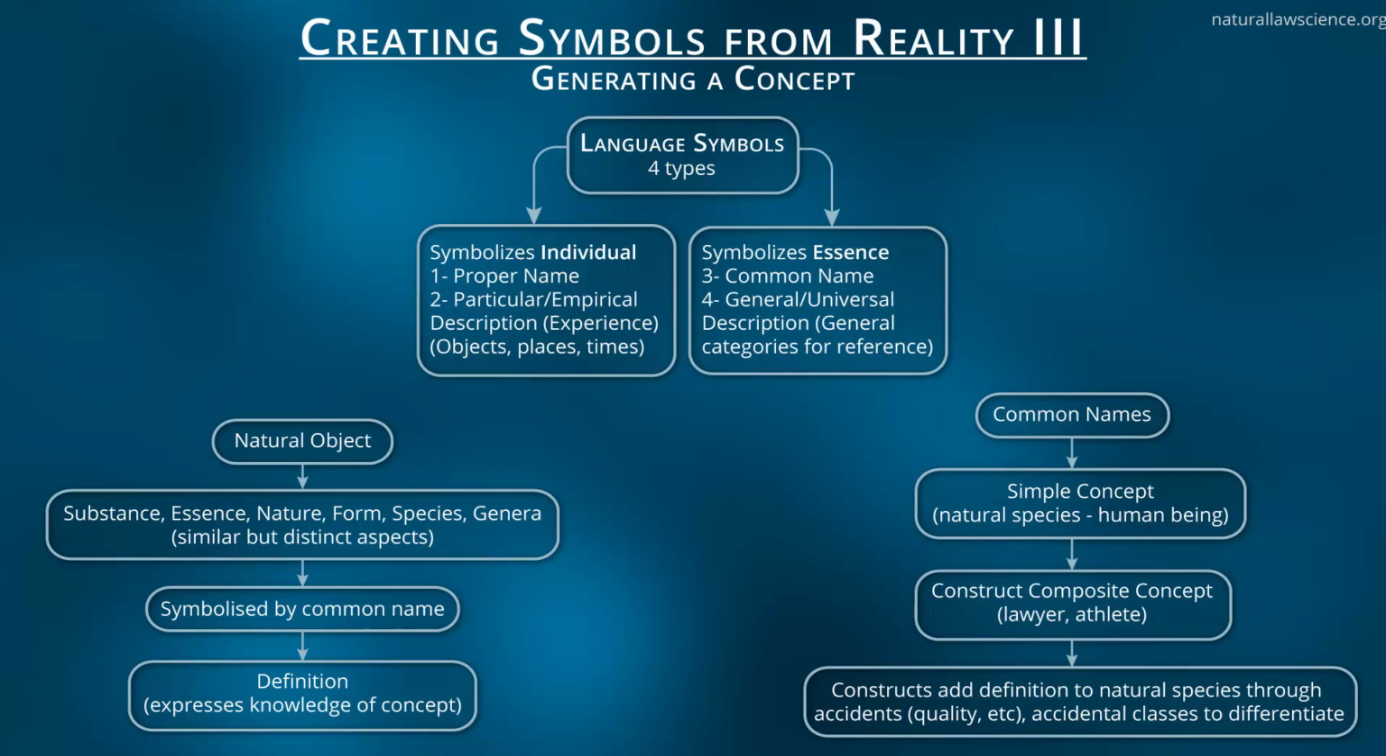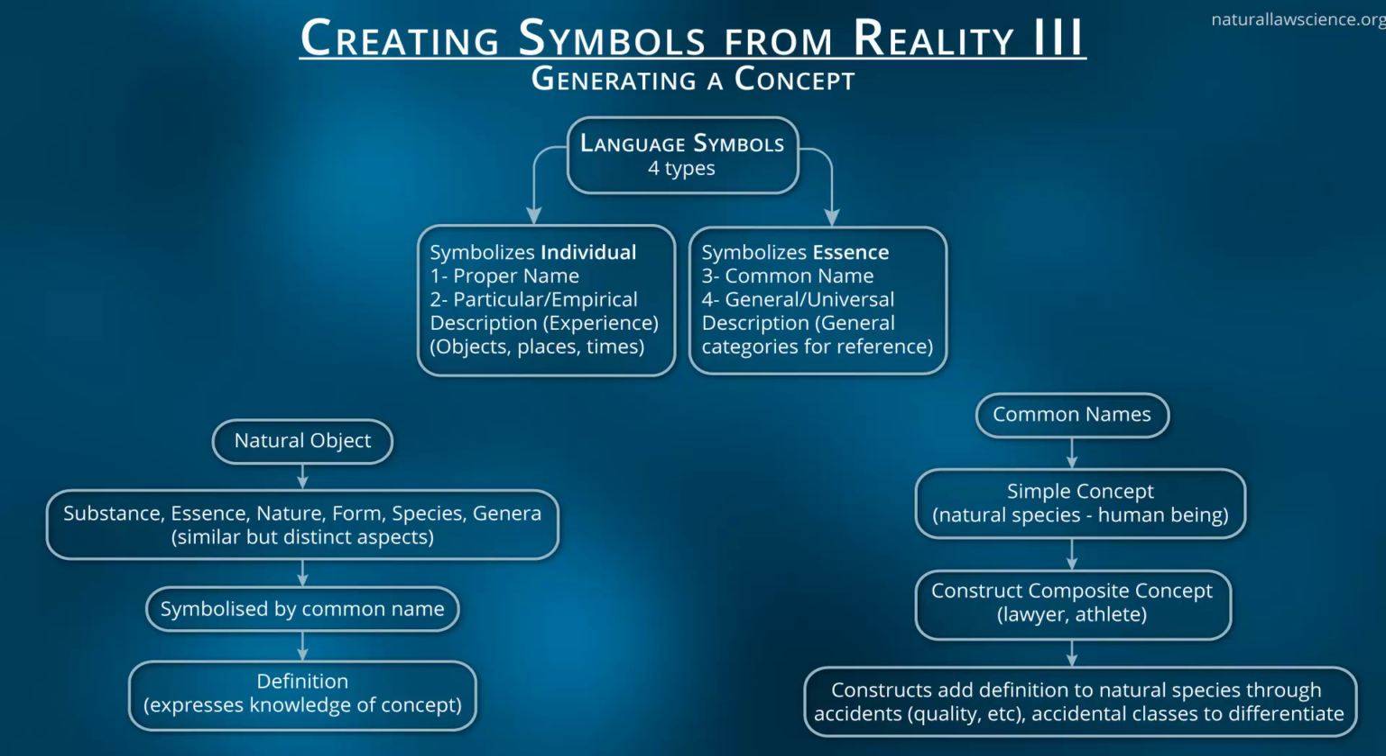So when we have symbolized by common name, on the right we have common names. Common names are a simple concept, such as the natural species, a human being. And then from that simple concept, we can develop other common names. We can construct composite concepts, such as a lawyer or athlete. That's not a being in itself. It's a composite concept. We're taking a human being and a profession, a doing, a task, and then we're attributing it this new symbol, a common name called lawyer, athlete.